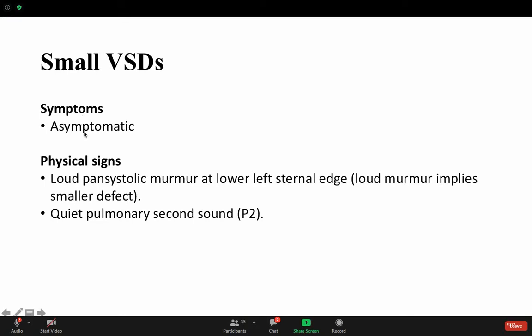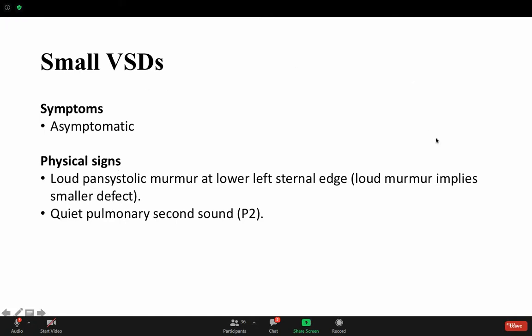Small VSD usually they will be asymptomatic. The murmur will be loud pansystolic murmur at the left lower sternal border. ASD عندهم systolic ejection، هذول اللي عندهم pansystolic. Pansystolic معناته throughout السيستول. ejection systolic معناته في أول السيستوليك. أوكي؟ pansystolic معناته for the whole systolic. There's a murmur.